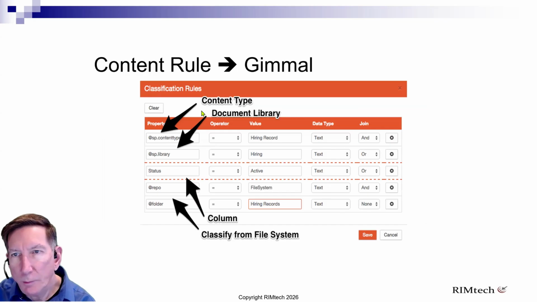This is an example from Gimmal. You can see, again, the same pattern. The property, which is the SharePoint metadata column, operator, value. They even have a data type. And you can join multiple rules together. So you can say, okay, this condition has been met as well as this condition down here. Okay? And you can keep building and building and building.